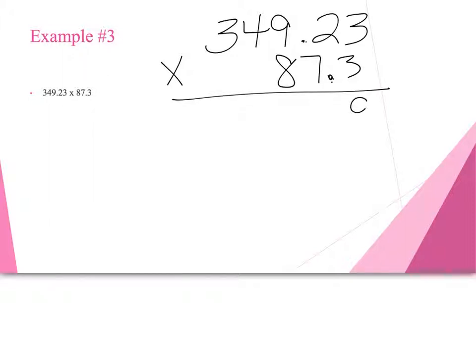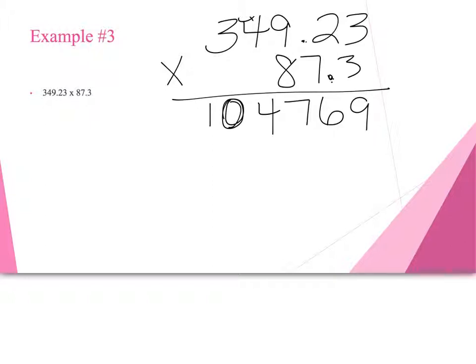So 3 times 3 is 9. 3 times 2 is 6. 3 times 9 is 27. Carry that 2. 3 times 4 is 12. Plus 2 is 14. Carry the 1. And 3 times 3 is 9. Plus 1 is 10.